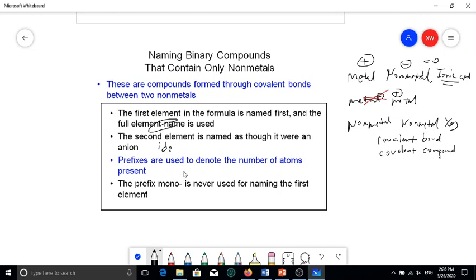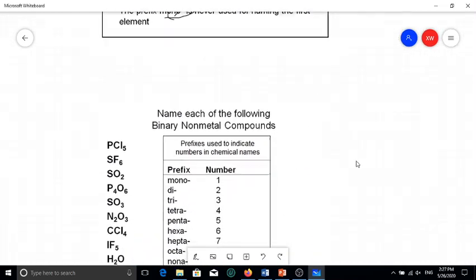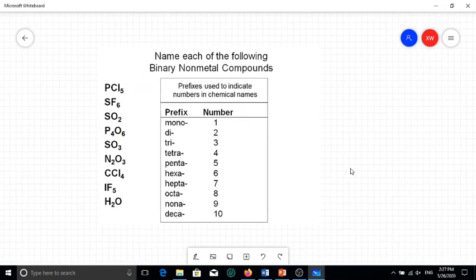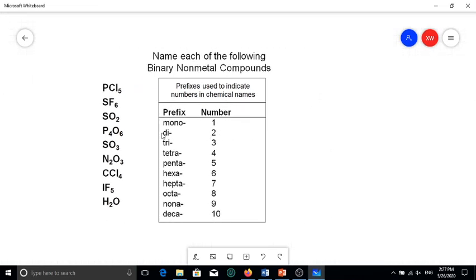And of course, in order to show the ratio or the numbers between the two elements, you have to use some prefixes. Since there's no charge anymore, we have to specify the number in the name. The prefix mono is never used for naming the first element, which I don't know what that means yet, but let's look at a few examples so it can be easily explained. First of all, what do you mean by prefixes? For instance, this compound PCl5.